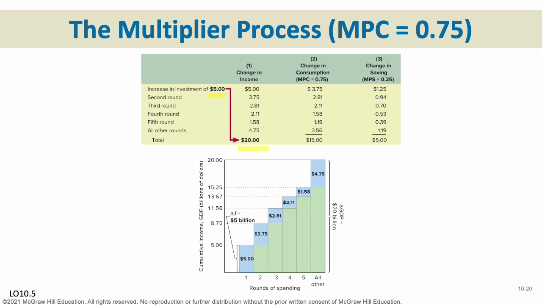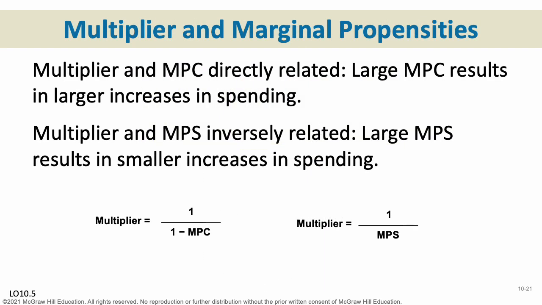So if we look here, how does this actually work? Your multiplier and your marginal propensity to consume are directly related. So to find your multiplier, it's 1 over 1 minus your marginal propensity to consume. That's going to give you your multiplier.